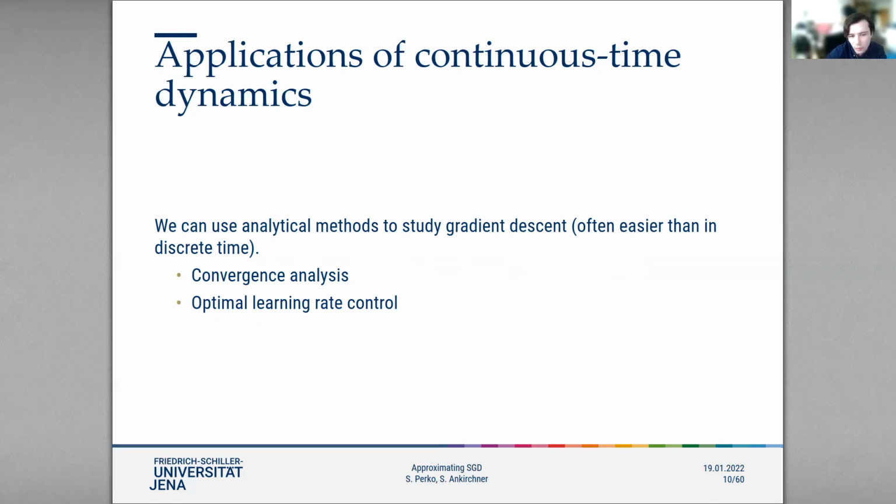We can study whether gradient descent converges and how fast it converges, for example, or we could consider if we vary the learning rate over time, how do we have to choose it so that the loss at some future time point is minimized, which would be optimal learning rate control.